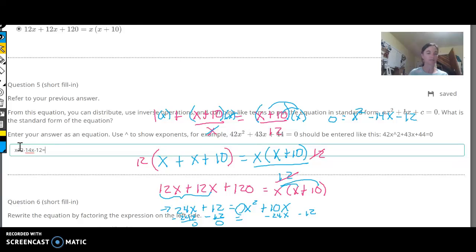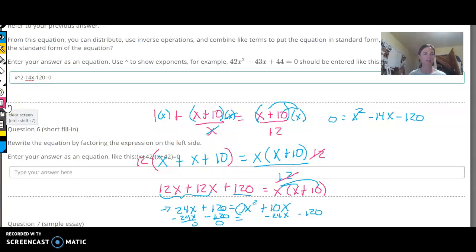Oh, sorry, not 12. It should be 120. Let me correct that really quickly. It's this 120. Too many 12s and 120. They all kind of look alike. So this is 120, and we're setting it equal to 0. Okay, so x squared minus 14x minus 120 equals 0.